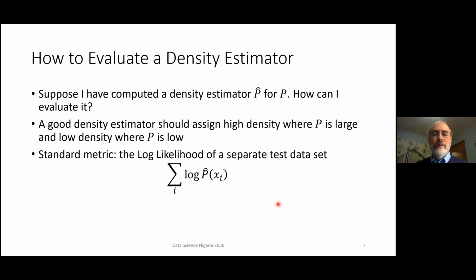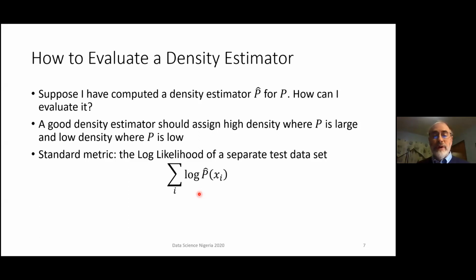So suppose that I have computed a density estimator P hat for P. How can I tell whether it's any good? What's the equivalent of checking on a validation set? Well, a good density estimator should assign high probability density to places where P is large and low density to places where P is low. So the standard metric we use is the log likelihood of a separate test or validation data set. So we just take the log of the probabilities and add them up, and this would be our objective, to maximize this on the training data and then to check on the separate test data if it is large.